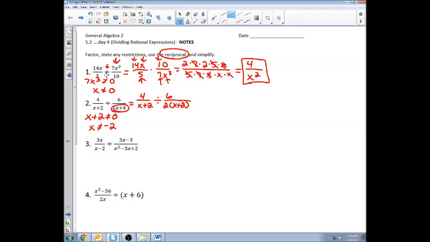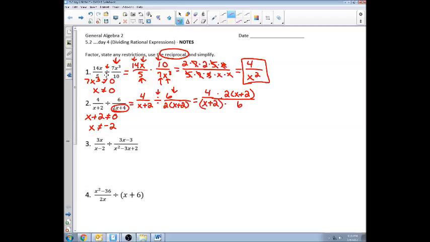Now that I have everything as simplified as I possibly can get it, I've done my restrictions. What I'm going to do is go ahead and flip this second fraction and change my division sign. So I'm going to start rewriting my problem. 4 over x plus 2. Here I want to change my division sign to a multiplication. I need to flip my second fraction, so it'll be 2 times x plus 2 over 6. Okay? Now that I have it done that way, what I can do is actually make this all into one big fraction.